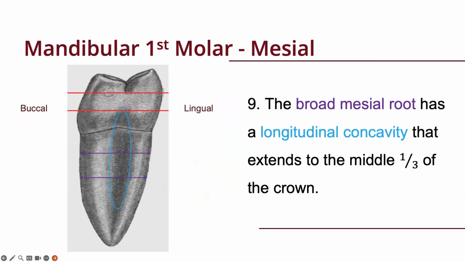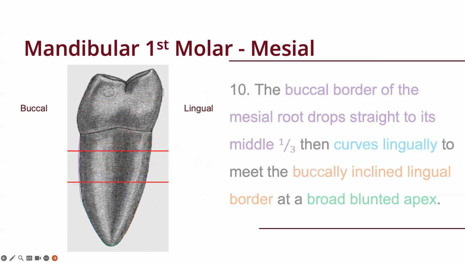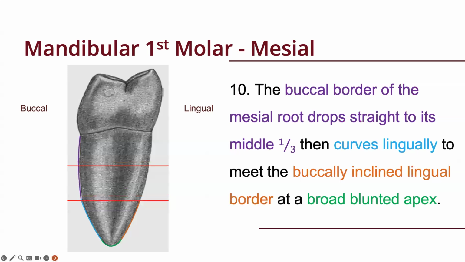The broad mesial root has a longitudinal concavity that extends to the middle third of the crown. The buccal border of the mesial root drops straight to its middle 1/3, and then it curves lingually to meet the buccally inclined lingual border at a broad, blunted apex.